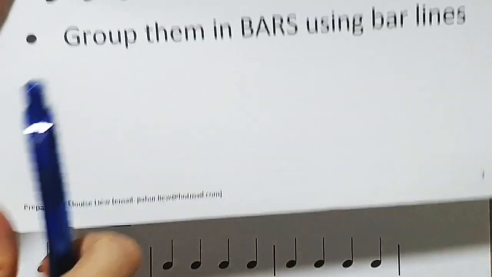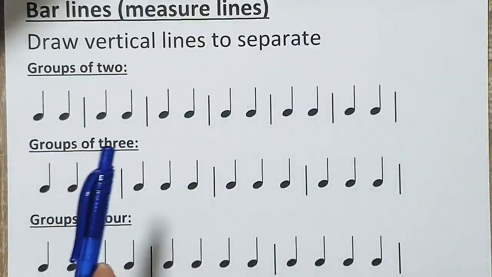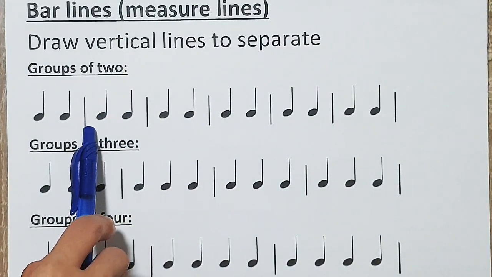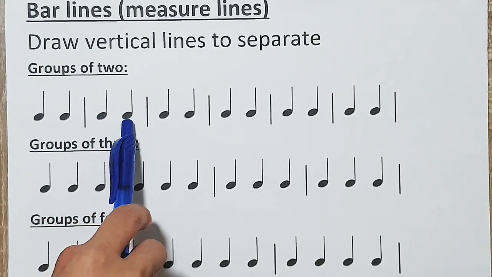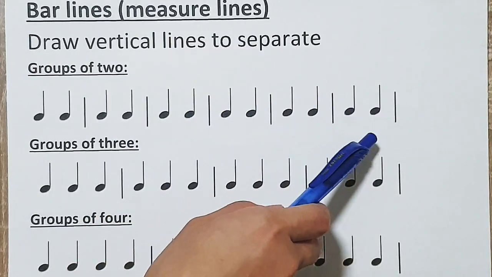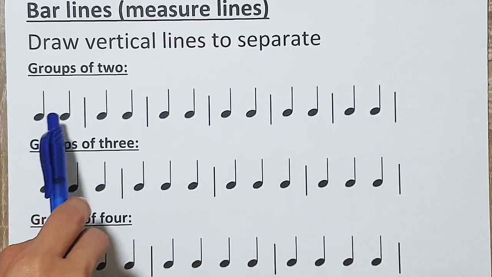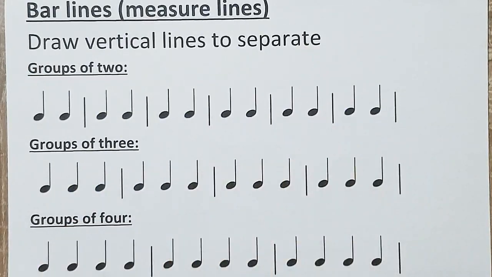To put the 12 crotchets into groups of 2, we will draw a bar line after 2 crotchets. See, a bar line after 2 crotchets. So there are 2 crotchets in every bar. In other words, there are 2 beats in every bar.